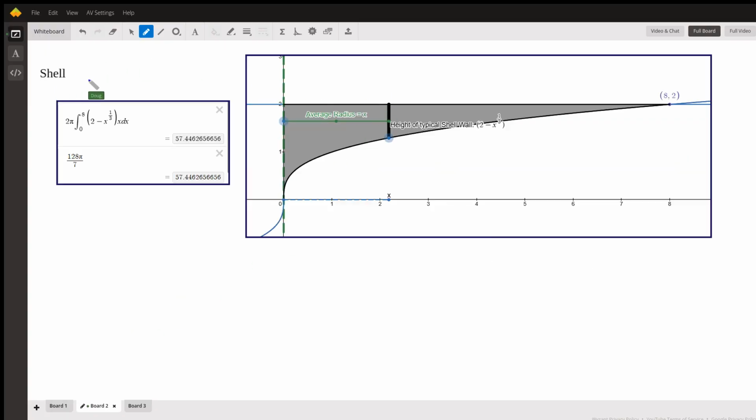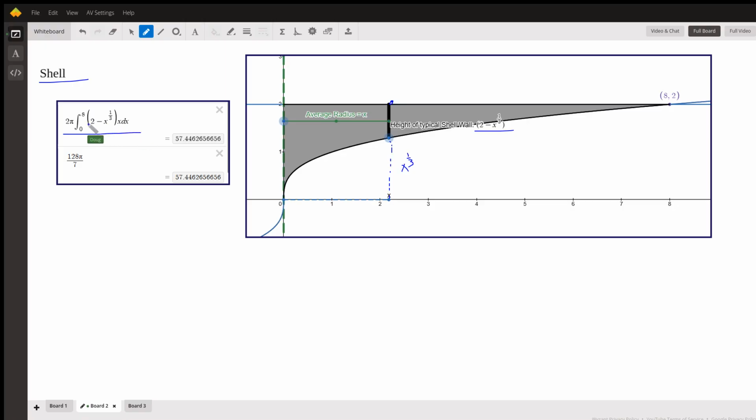If we're going to use the shell method, the height of the shell is this 2 at the top minus this distance right here. For every x between 0 and 8 that is the cube root of x, or x to the 1/3. So if we subtract that from 2, we'll get the height of the shell. That's the height of a shell wall right there. And the average radius is the distance from the axis of revolution to the center of the shell. Well, that's just x minus 0. So there's the setup of the integral right there.